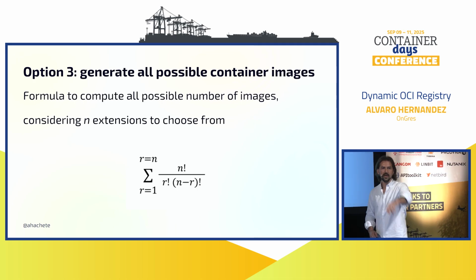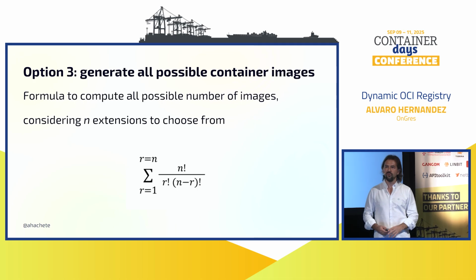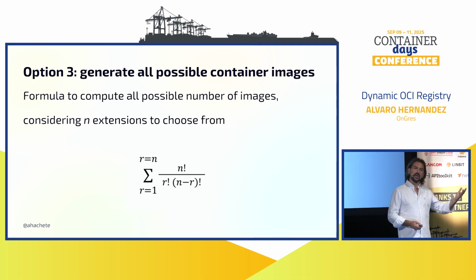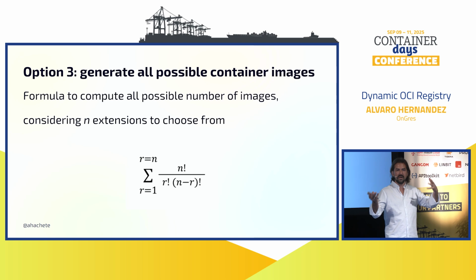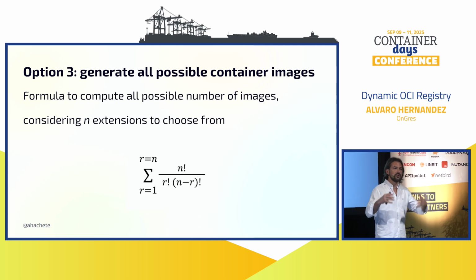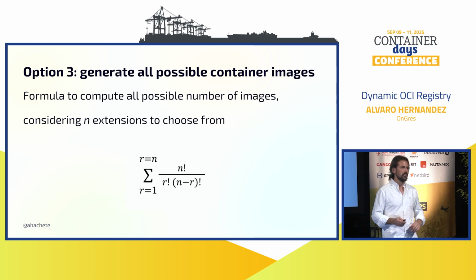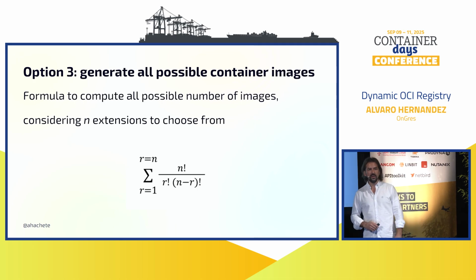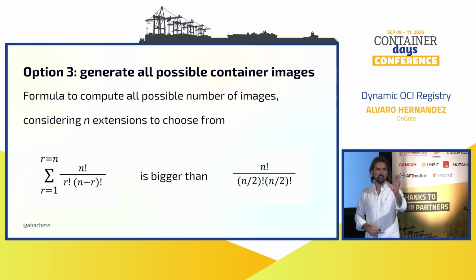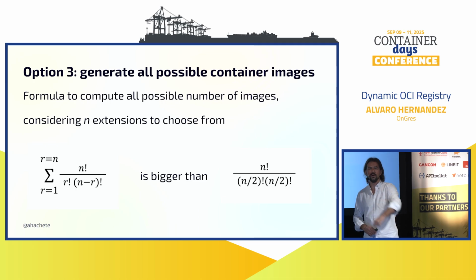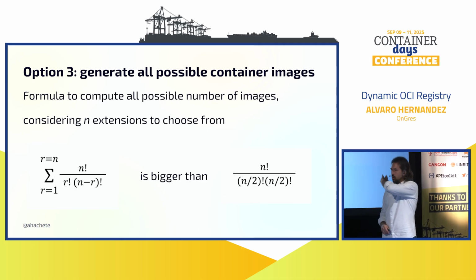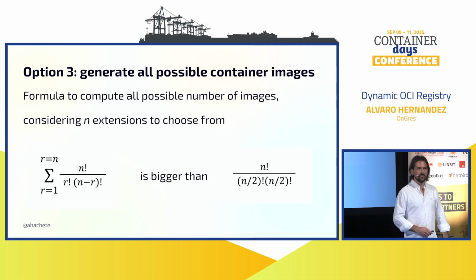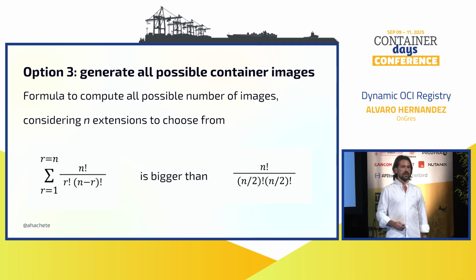But this is my understanding of the number of images I need to generate based on the number of extensions that a given user may pick at a time, called R, and the total number of extensions available in the catalog, called N. How do we estimate this number? Well, let's look at the term in the middle of this sum. This is the term you can see here on your right side. And let's substitute several values of N to get an estimate of its size.